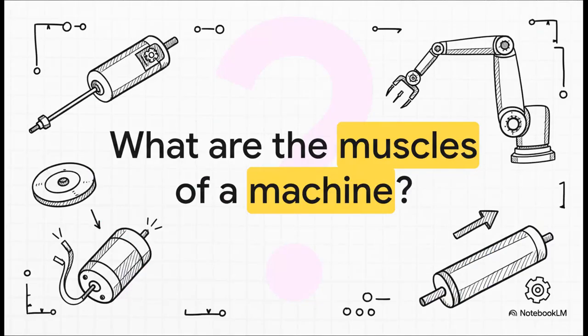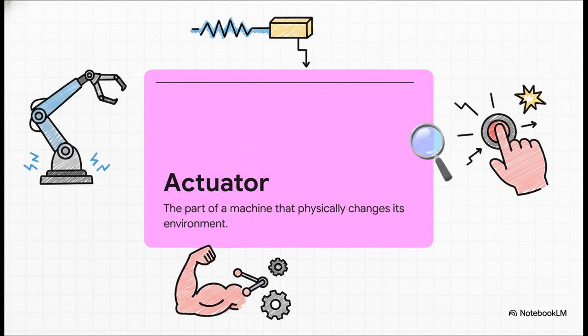So what are these muscles? I mean, we know our biceps move our arms, but what's the engineering equivalent? Well, the answer is a single, super important component that you interact with every single day, probably without even realizing it. And here it is. It's called an actuator. Simply put, it's the part of a machine that physically changes its environment. It's the bit that turns a digital signal, like an electrical command, into real-world action. These are the muscles that make things happen.